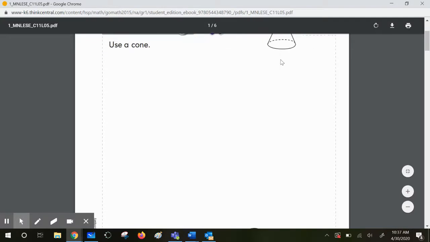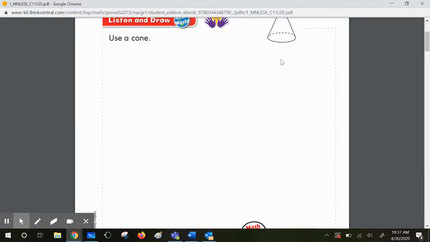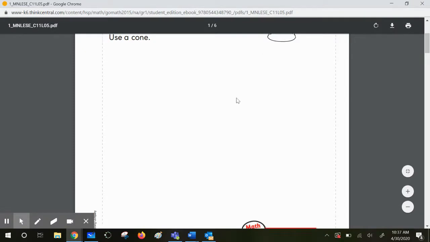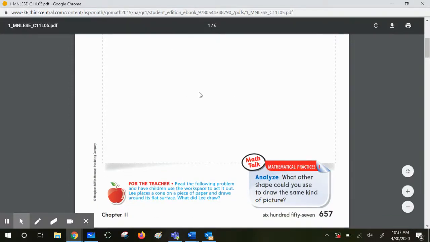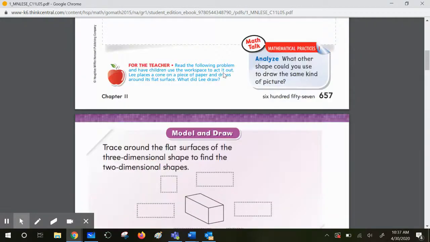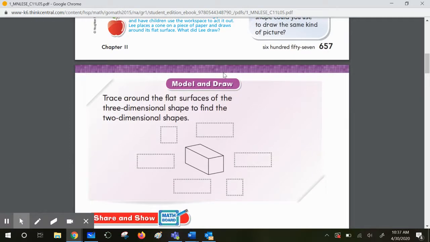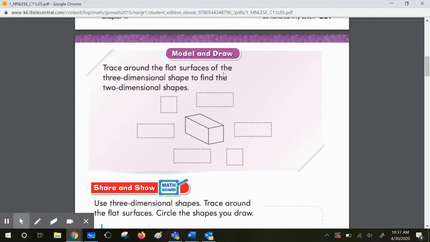Think of having an ice cream cone and you're holding it and you tip it upside down so that you have this part down. What shape would you draw? Draw the best you can in this empty space. Then this next area says trace around the flat surfaces of the three-dimensional shape to find the two-dimensional shapes. We can see these four sides here, 1, 2, 3, and then on the bottom is 4, are long rectangles, and then 1 and 2 on the other side are squares.